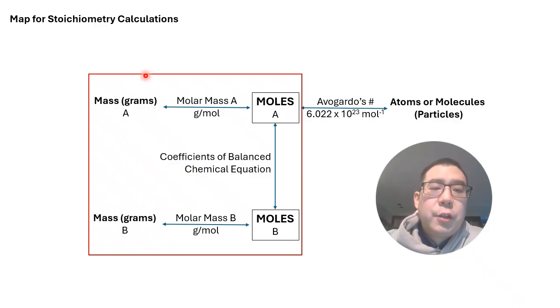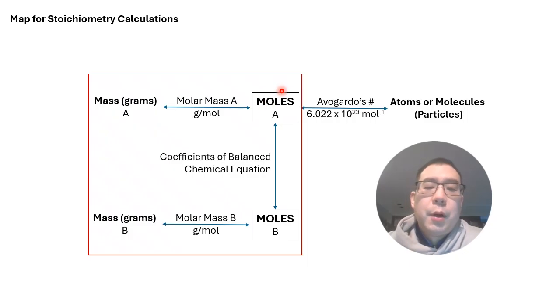This describes the relationship between the mass of a compound and the moles via the molar mass. The molar mass tells us how many grams there are in a mole, or grams per mole. So we can convert from mass to moles or from moles to mass. If we want to go from moles to mass, we multiply by the molar mass. If we want to go from mass to moles, we divide by the molar mass. So that's the first important part.